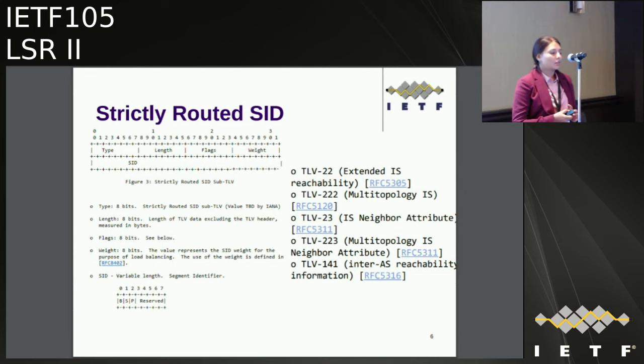So it has type, length, flags, and weight. The flags have these fields: B, S, and P. B is backup, whether it is capable of protection or not. S represents a set, when the same label is used to load balance traffic. So the S bit is set, and P represents persistent.